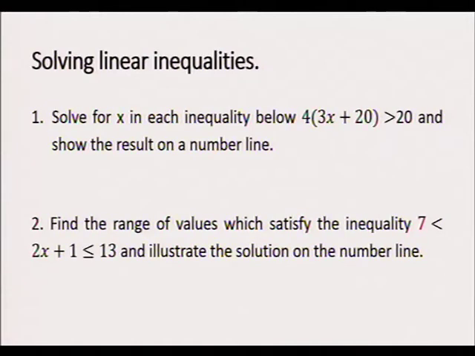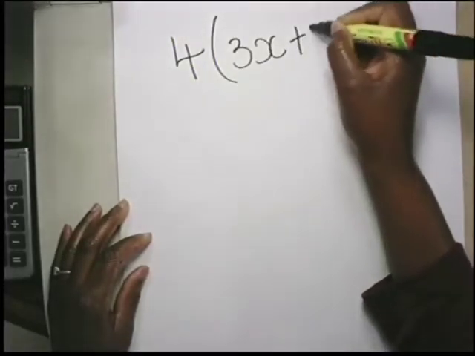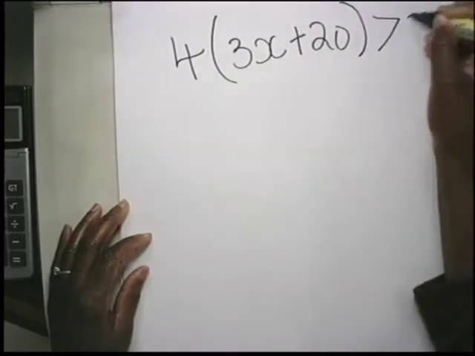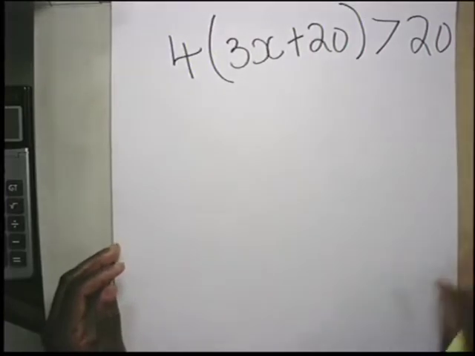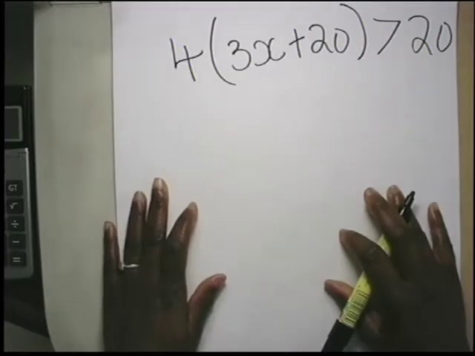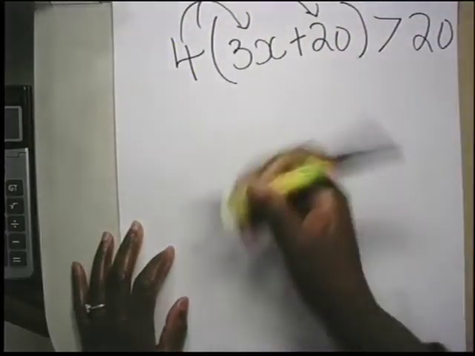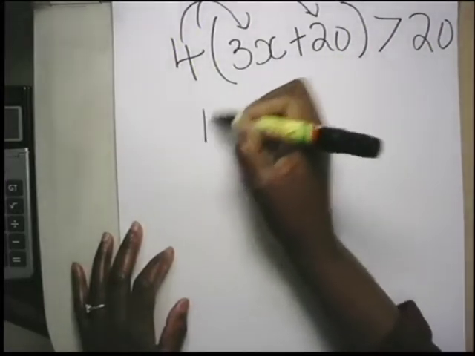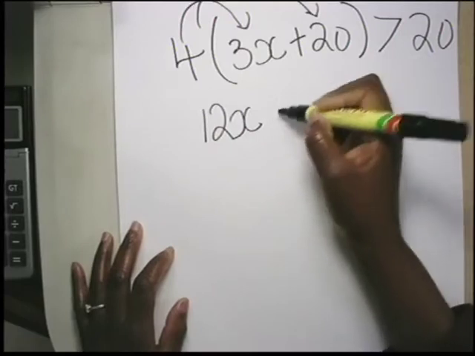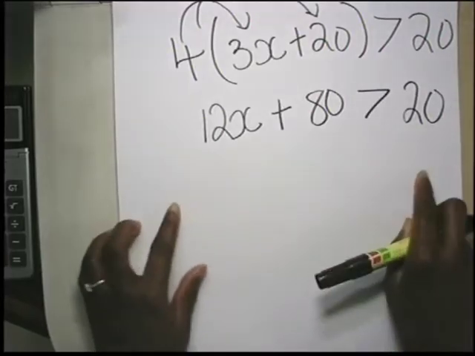So the inequality is 4(3x + 20) > 20. This is the inequality. How are you going to solve this one? When we are solving an inequality, it's just the same as solving normal equations. In case we have brackets, we know what to do: take the number outside the bracket and multiply it with all the terms inside the brackets. So we have 4 times 3x, which gives us 12x, and then 4 times 20 gives us 80, and here remains 20. This is what we have now.